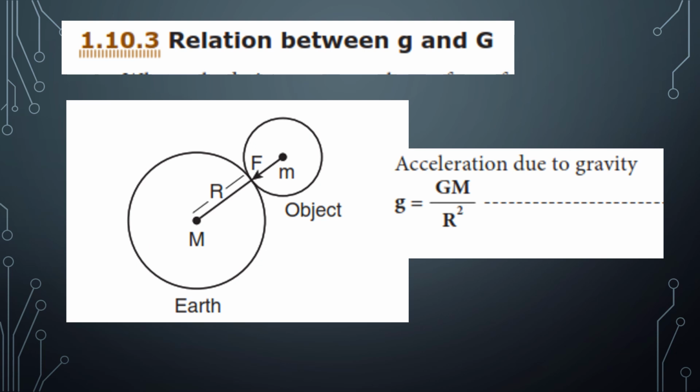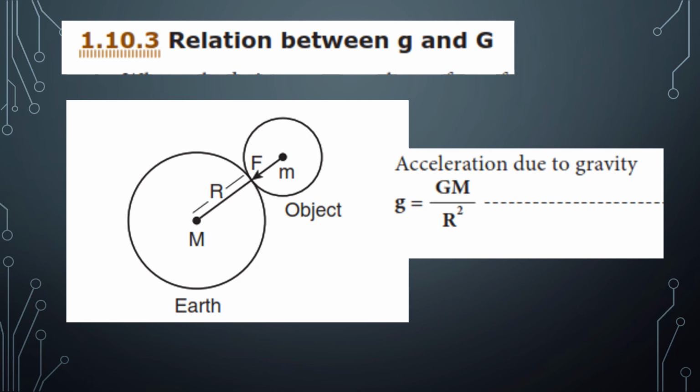6,378 kilometers. By Newton's law of gravitation, the force acting on the body is given by F is equal to G capital M small m by R squared. Here, the radius of the body considered is negligible when compared with the Earth's radius.